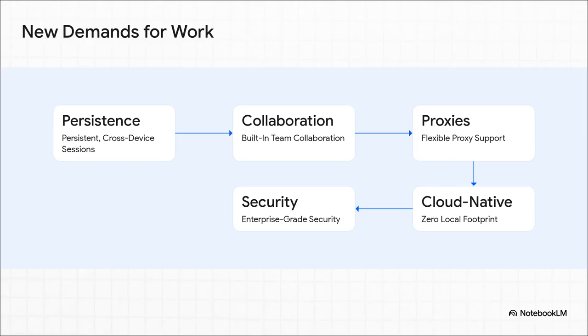So what does modern work actually demand from a browser? Well, for one, we need persistence. You have to be able to pick up a session on any device, right? Not be chained to your one laptop. We need true built-in collaboration so teams can work together securely without jumping through hoops. We need flexible proxy support so we can actually control our digital footprint. And it all needs to have a zero local footprint, nothing installed on your machine. And of course, all of that needs to be wrapped in enterprise-grade security.